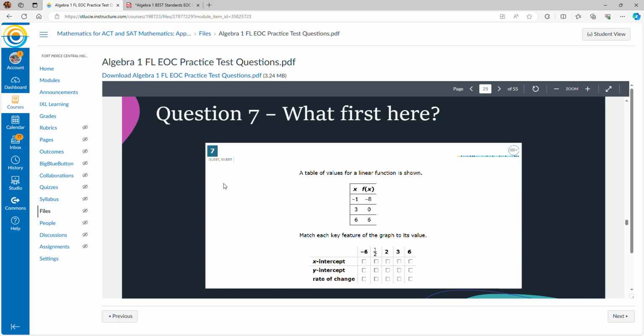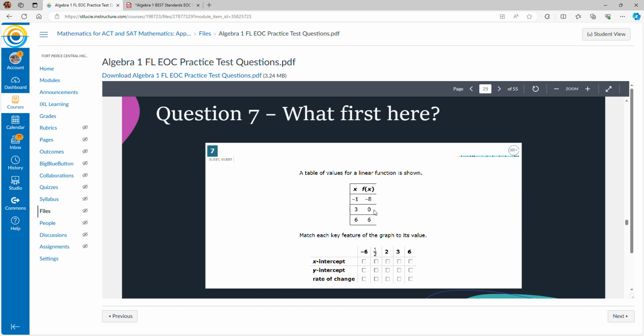Question 7. What's the first thing you would do here? A table of values for a linear function is shown. x: negative 1, 3, 6. f of x or y: negative 8, 0, 6. Match each key feature of the graph to its value.